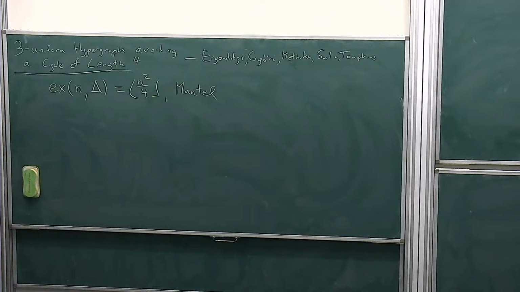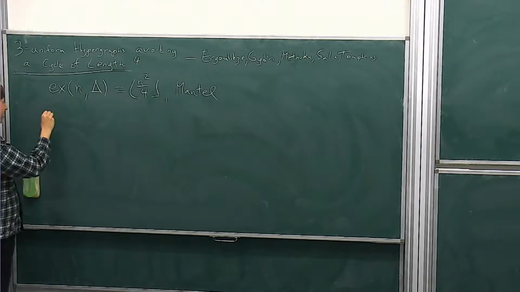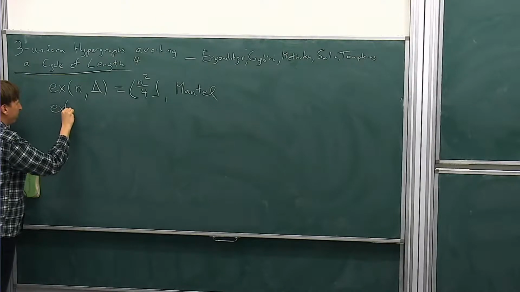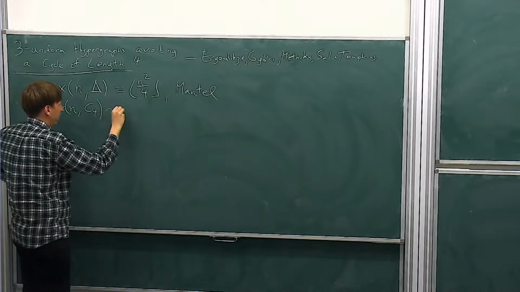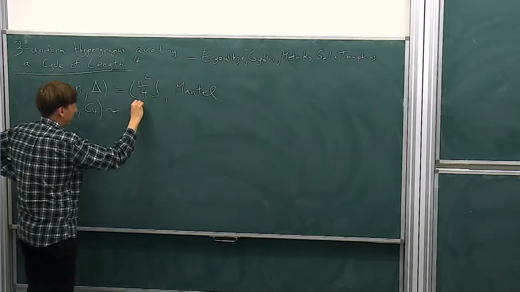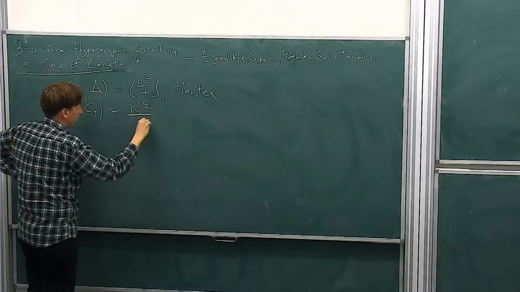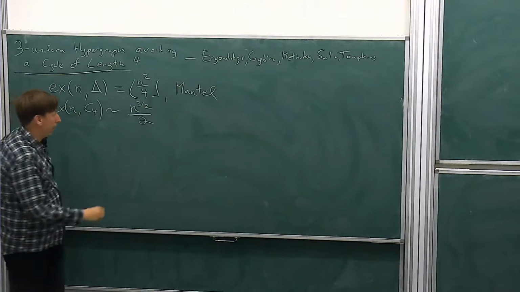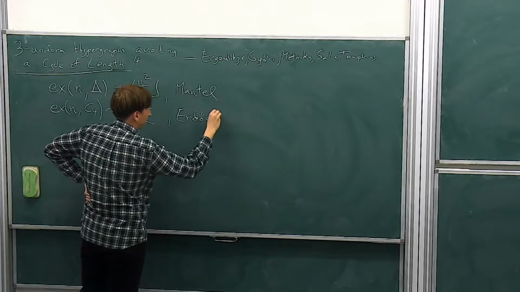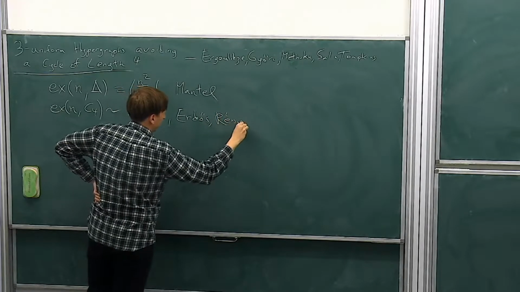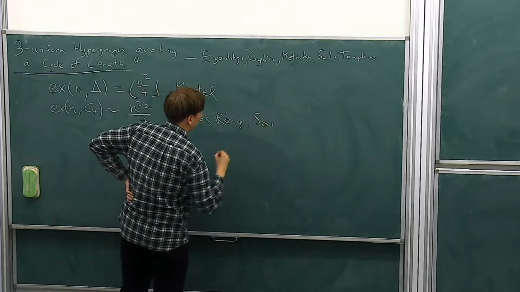And let me remind you what the extremal number of the 4-cycle is. So the extremal number of C4, asymptotically, is n to the 3/2 over 2. And this was proved by Bondy and Simonovits.